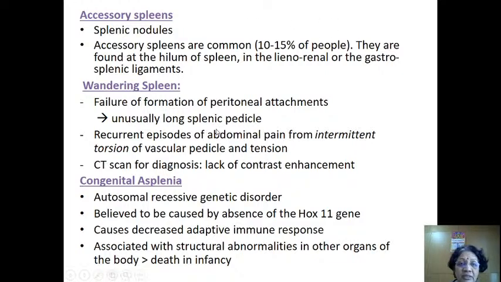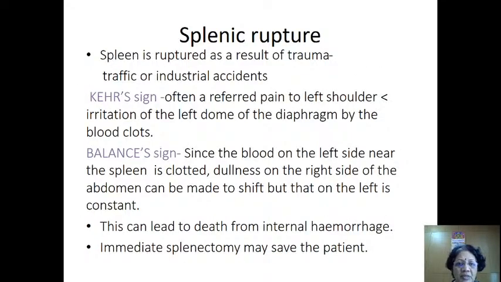It's a little difficult thing to diagnose what exactly is happening, which organ could it be which is causing this abdominal pain. Congenital asplenia can happen. Just as you can have several accessory spleens, you can also have the absence of any splenic tissue altogether, which is a genetic disorder. It's associated with abnormalities of other organs, in which case it will cause death in very early infancy. So it's because of the absence of a Hox-Levin gene, and obviously it will cause a decreased immune response, an absence of spleen.